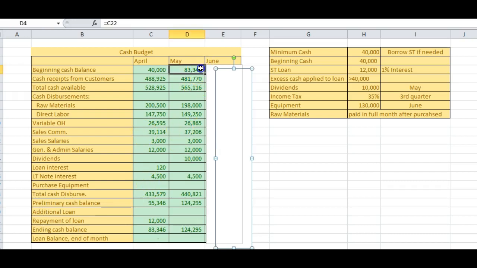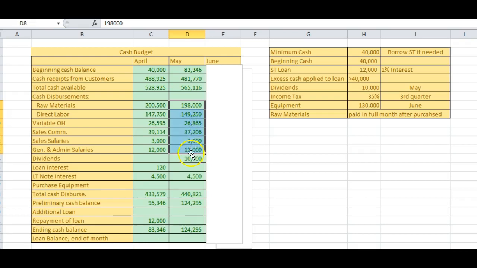Then we start the whole process over again by using the same procedure that we used for April. Only now I start with $83,346. I have cash receipts from the cash receipts schedule. Gives me the available cash. I go right down the budgets I created, taking the numbers off.